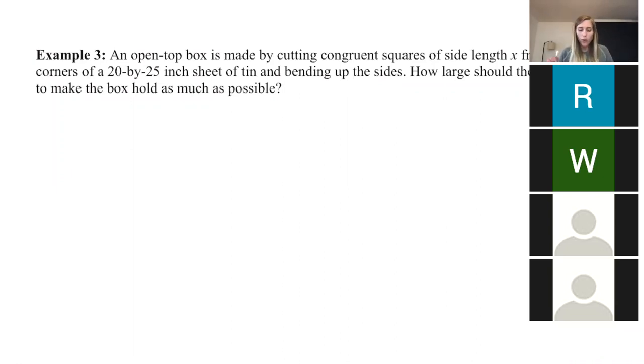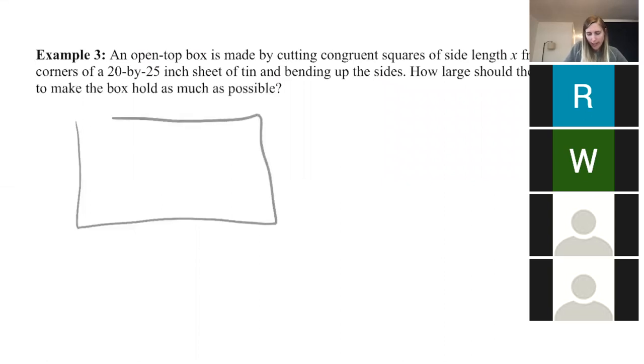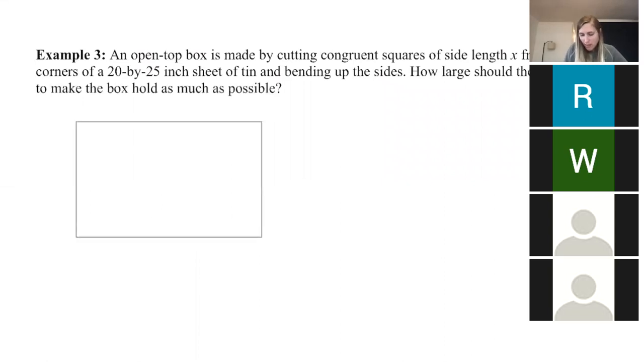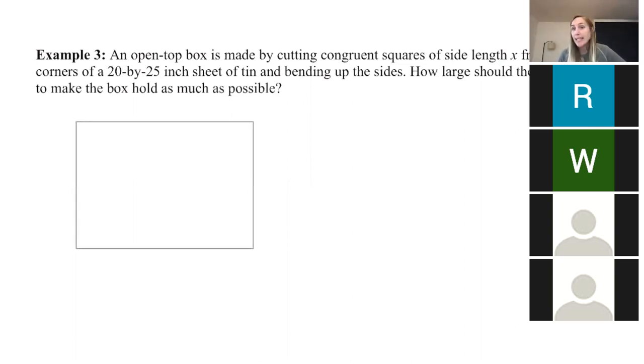Okay, so an open top box is made by cutting congruent squares of side length x from the corners of a 20 by 25 inch sheet of tin and bending up the sides. Normally in class, in person, I do a little demo of this, but this will have to do. So let's say that that's the piece of tin. So this side would be 20 inches, 20 inches, 25, 25.